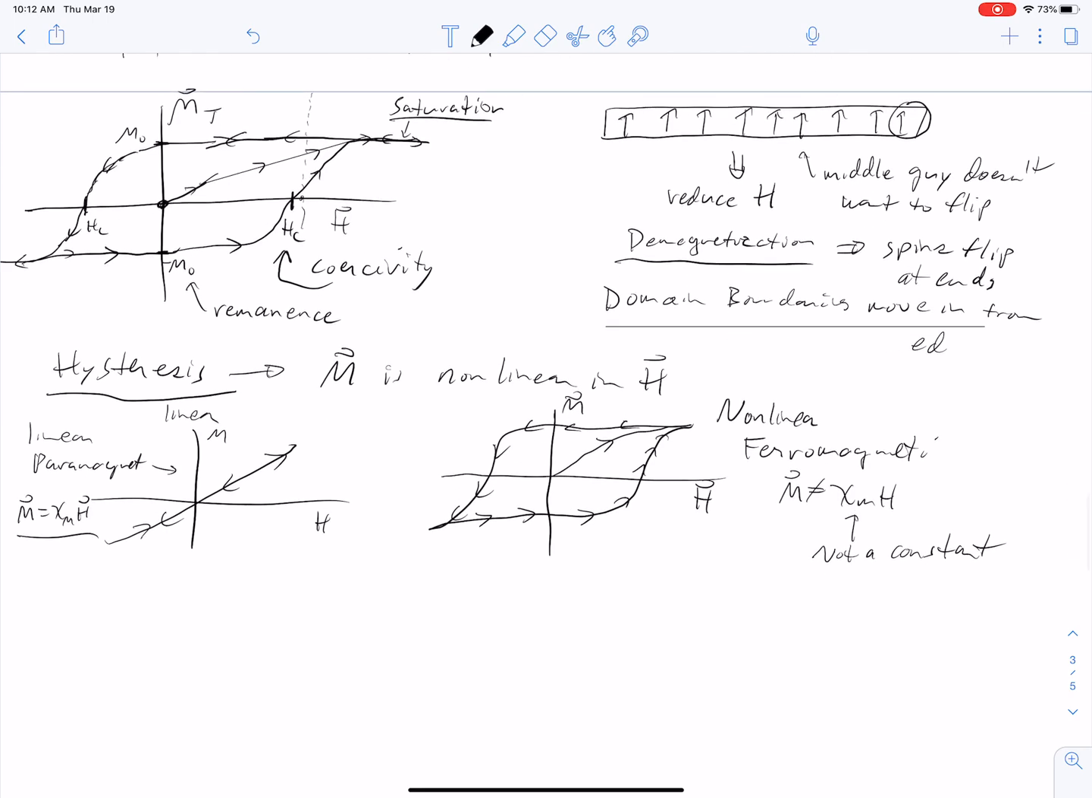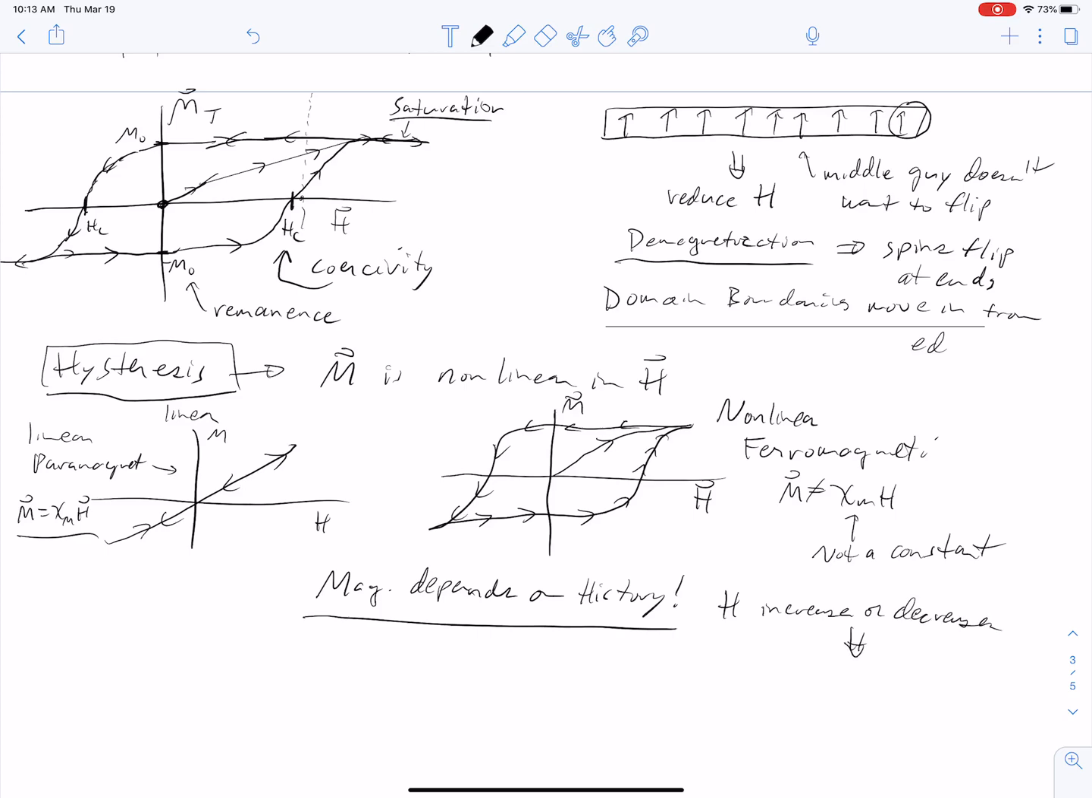And so this thing we call hysteresis means that the magnetization depends on history, meaning that if H increases or decreases, then the magnetization depends on what you have done before. M depends on what happened previously. And so that's the idea of hysteresis.